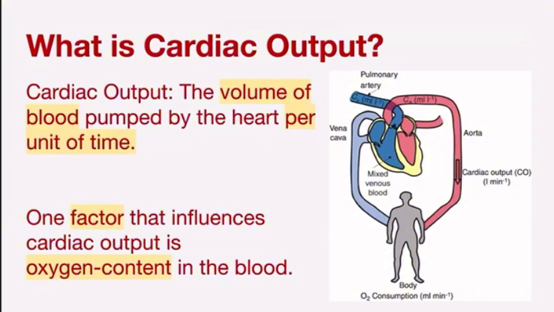So the second major function of the heart is when it squeezes or contracts. And when the heart does this, blood flows out from the right side of the heart into the lungs through the pulmonary artery. And on the left side, the oxygenated blood flows throughout the rest of the body through the aorta. One factor that influences cardiac output is oxygen content in the blood. So we'll see why this is important on the next slide.